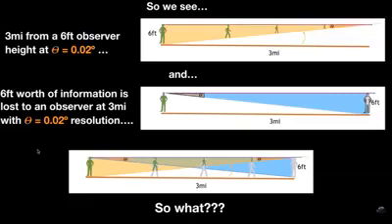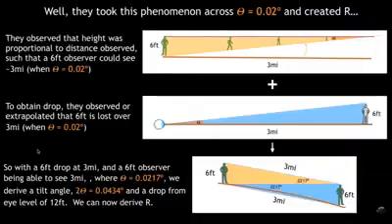When you have these two phenomena going on, where things are disappearing with distance and you can only see a certain distance, well, so what? Okay. So that gets us to this curvature issue. So they took this phenomenon across this resolution limit of 0.02 degrees, and they created R. And this is my opinion of how they did it. There could be other ways that they did it, but this is how I envision it.